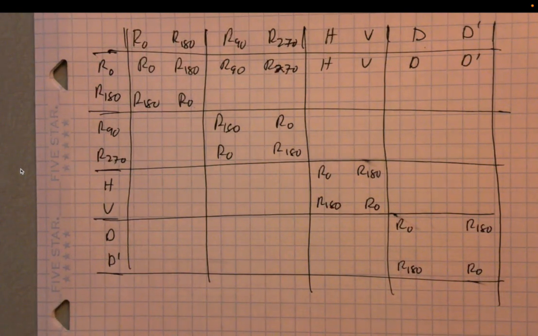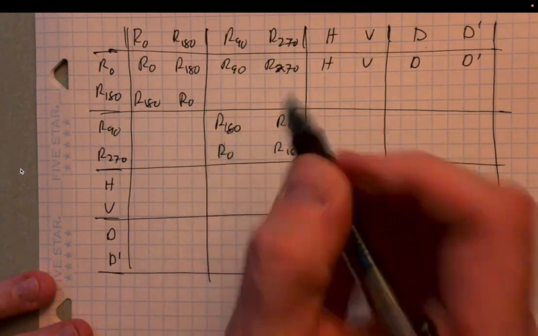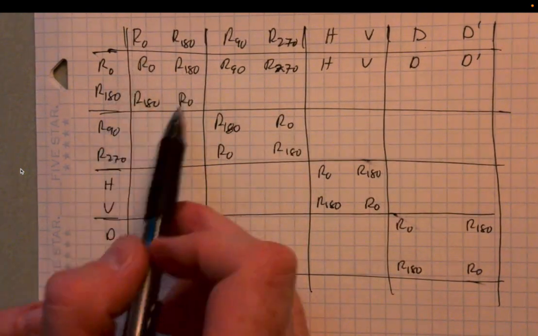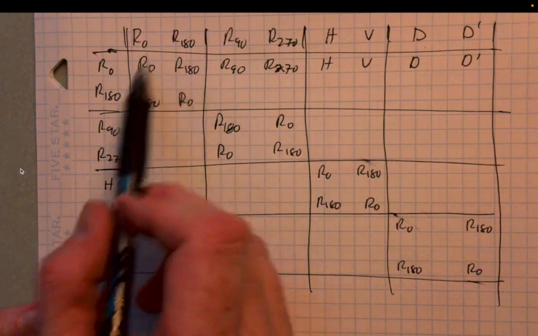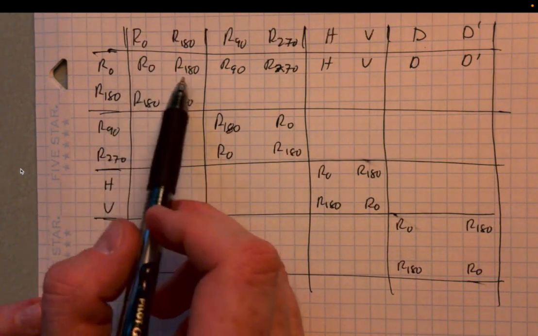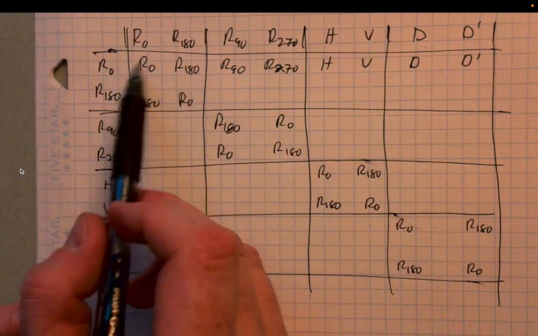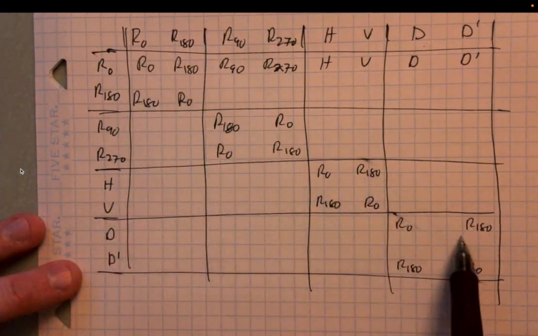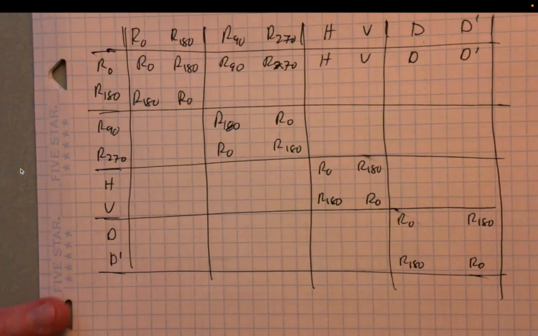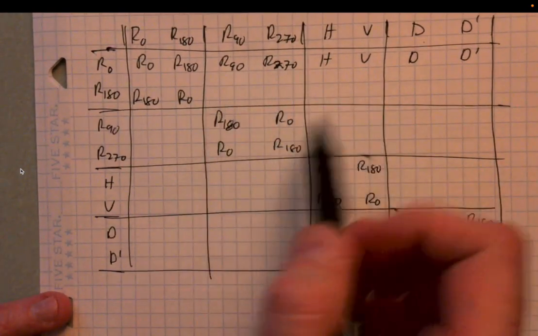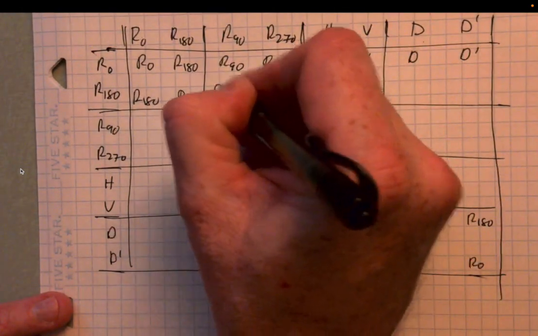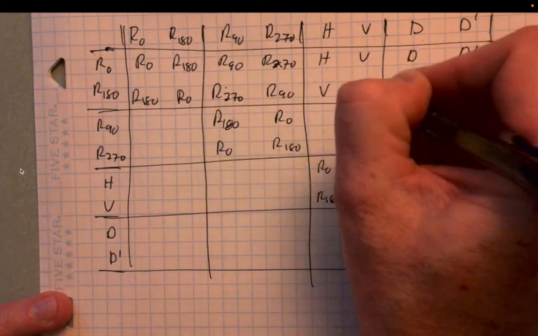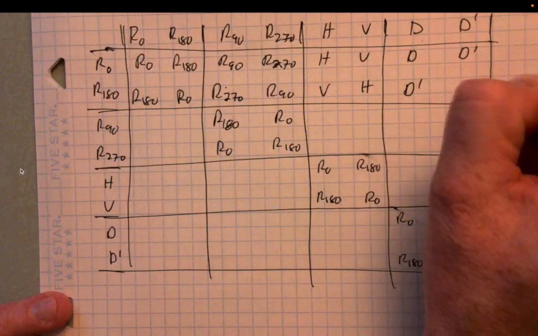Okay, so you're already seeing a structure pop out of this, right? So you've got all of the K's together. This is the coset that we named K, right here and here and here and here. Okay. Now, just going through and filling in the rest of this: R270, R90, V and H, D prime and D.